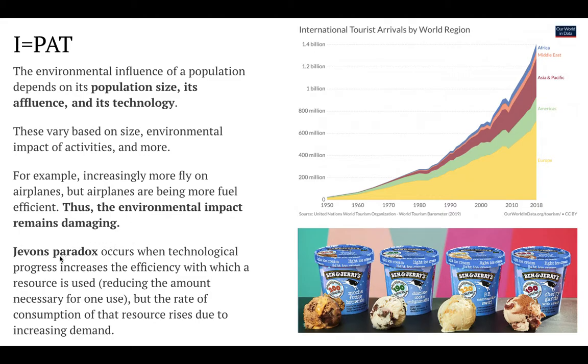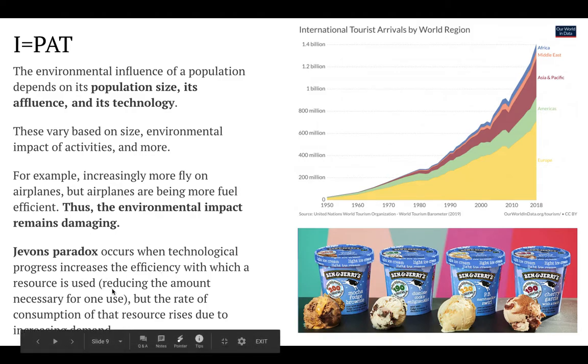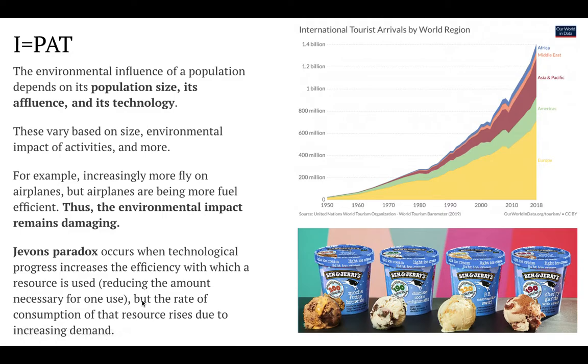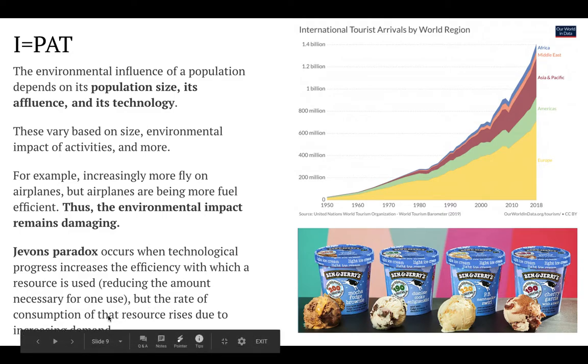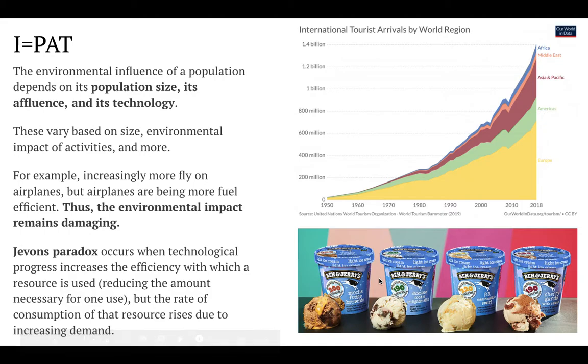Which brings in the notion of Jevons paradox. This is a paradox that we see in almost every behavior in environmental studies. It's when technological progress increases the efficiency or reduces the pollution for some action or resource. But as a result of that efficiency increase, the rate of consumption of that resource rises due to increasing demand or lower costs. I would offer Ben & Jerry's Moo-phoria ice cream as an example.